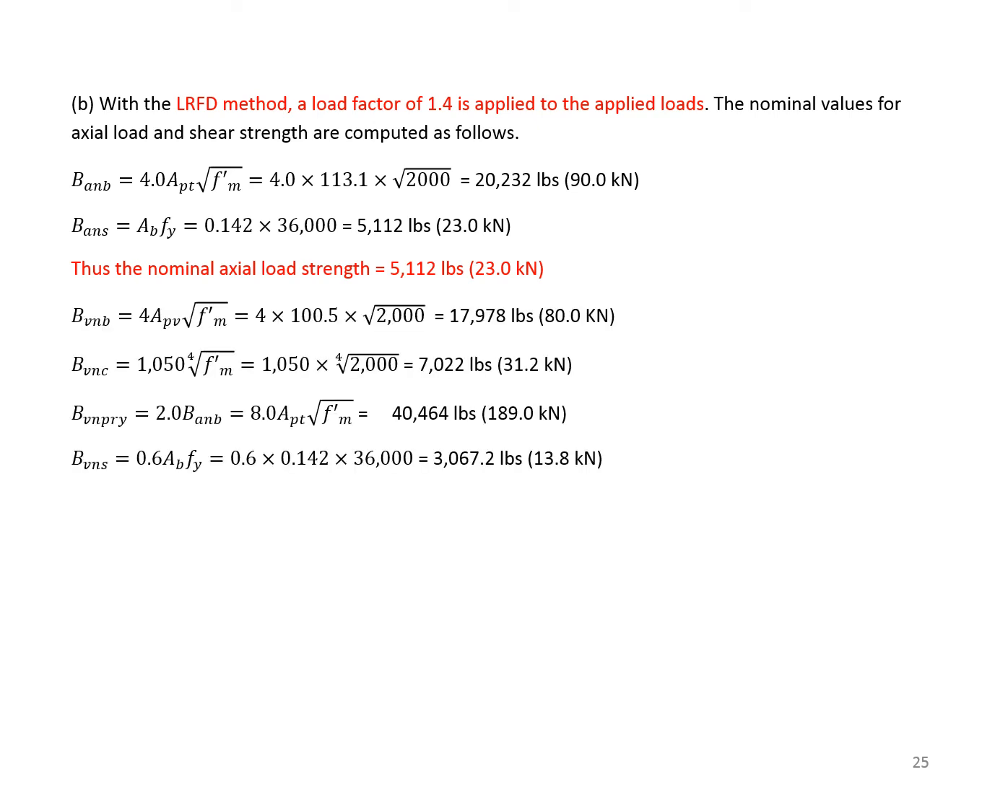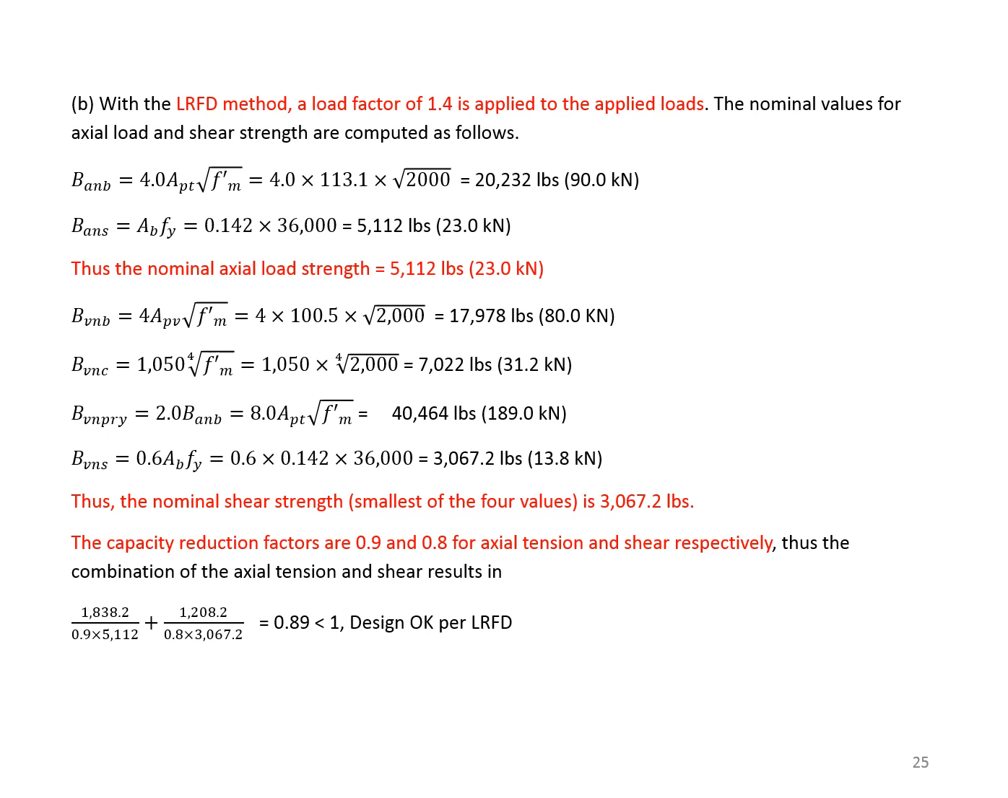And for shear, we had the 4 equations. We plug numbers there. And the smallest possible value out of the 4 is 3,067.2. Again, you notice that this corresponds to the 4th equation, which is the failure by yielding.